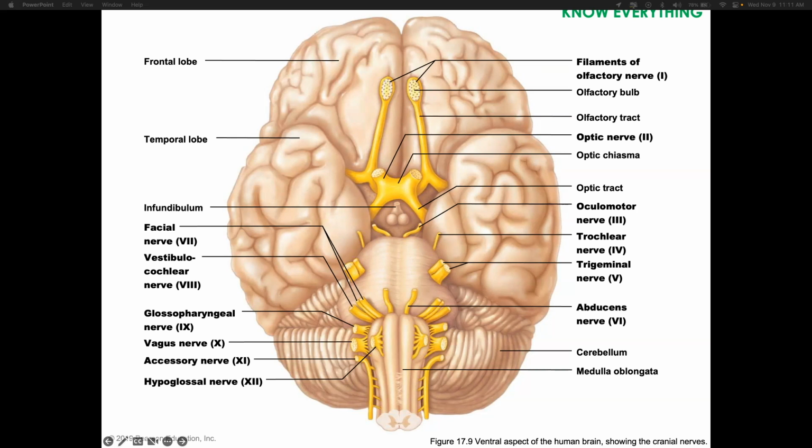The first cranial nerve is the olfactory nerve. Second is our optic nerve. Third is the oculomotor nerve. Fourth is the trochlear nerve. Fifth is the trigeminal nerve. Sixth is our abducens. Our seventh cranial nerve is our facial nerve. Eighth is the vestibulocochlear nerve. The ninth cranial nerve is the glossopharyngeal. Tenth is the vagus nerve. Eleventh is the accessory nerve. And lastly, twelfth is our hypoglossal nerve.